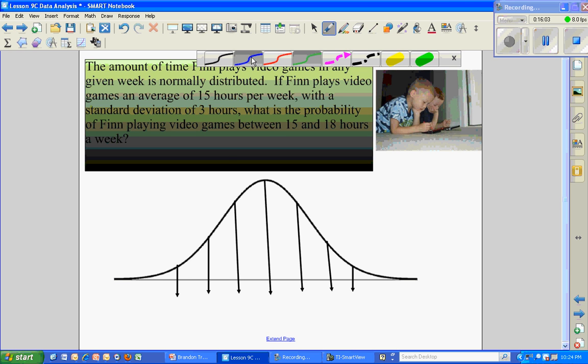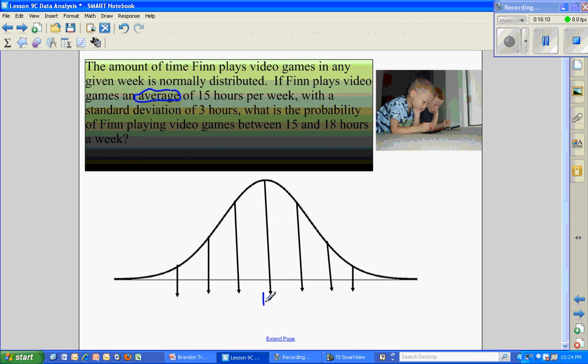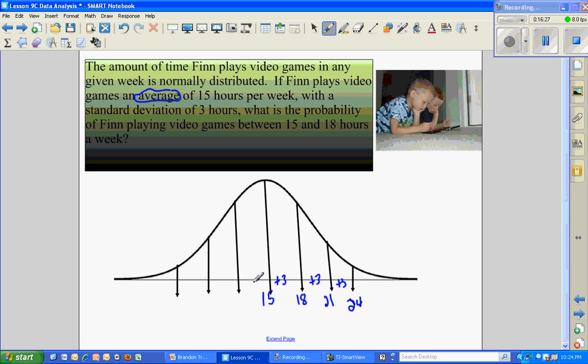Okay, so we were told the average, which is our mean, that guy goes in the middle, and we were told our standard deviation is 3. So we're going to add 3, that gives us 18. We're going to add 3, 21, 24, and we can go back, and you're going to get 12, 9, and 6.